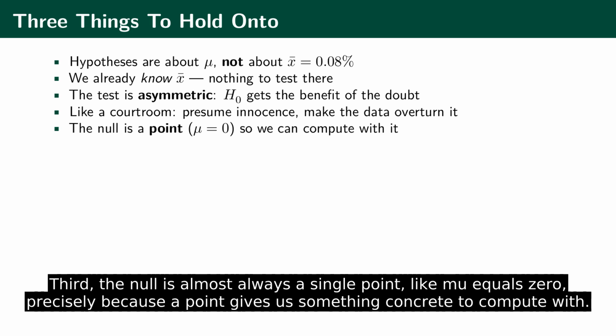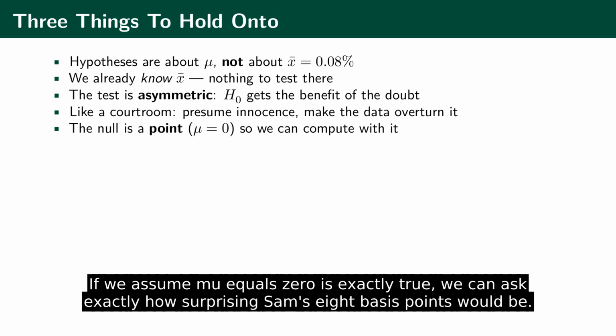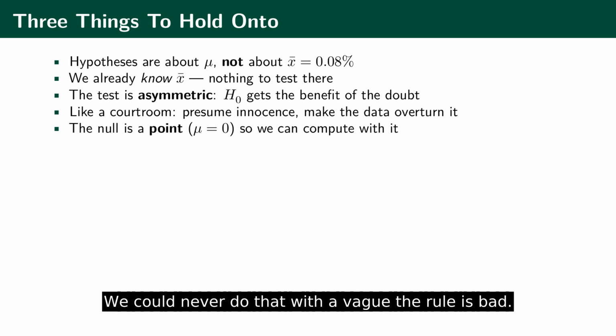Third, the null is almost always a single point, like mu equals 0, precisely because a point gives us something concrete to compute with. If we assume mu equals 0 is exactly true, we can ask exactly how surprising Sam's 8 basis points would be. We could never do that with a vague, the rule is bad.